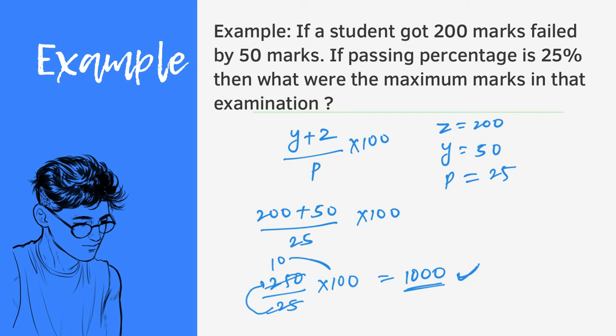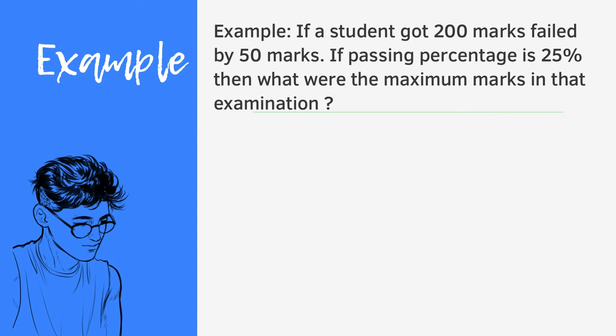If I don't want to use the formula, then how will we solve this one? The student got 200 marks. Suppose this is our passing percentage, and the passing percentage is 25%. And this student failed by 50 marks. So the gap is equal to 50 marks. This is 200 marks. So I can say the total gap is 50 plus 200 equal to 250, and this 250 is equal to 25%, right? So I can say 25% is equal to 250.